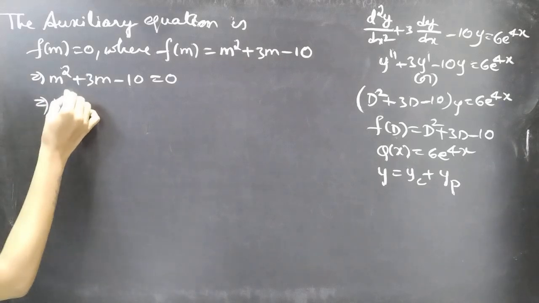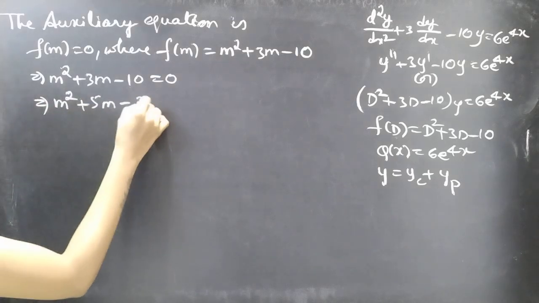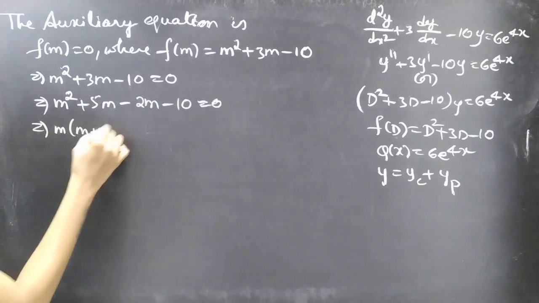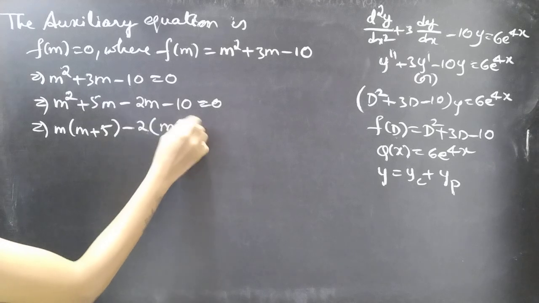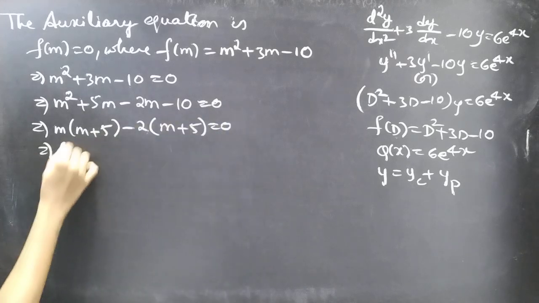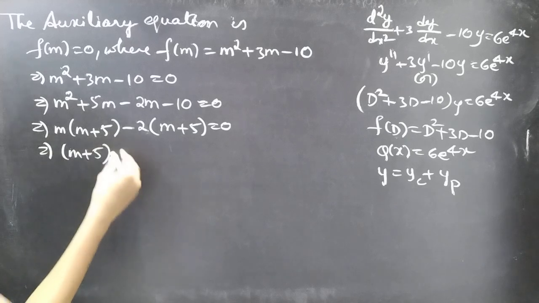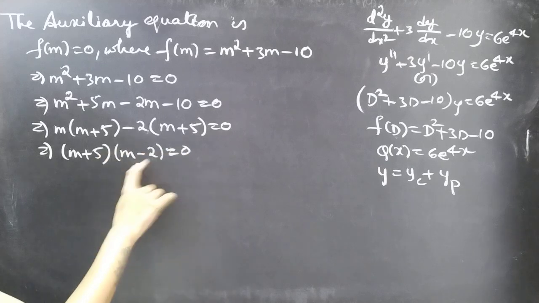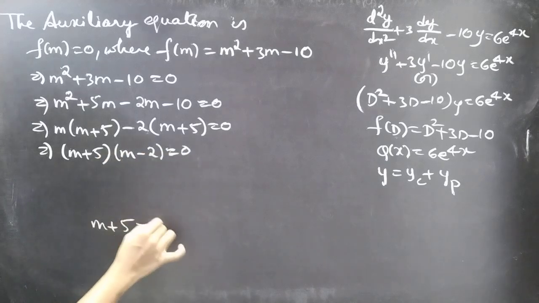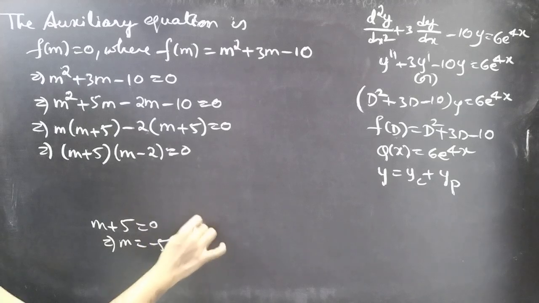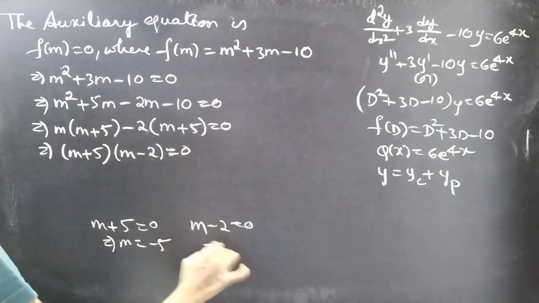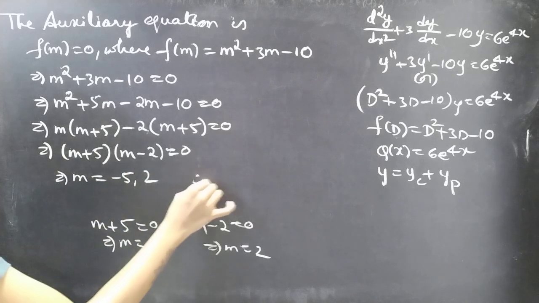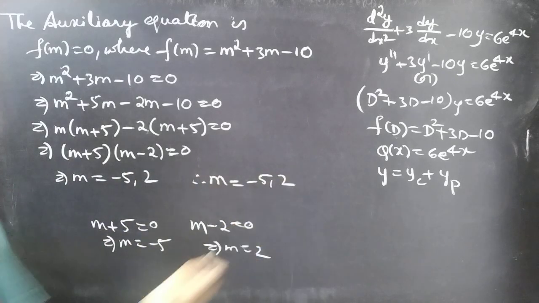So we'll split this 3m as plus 5m minus 2m. Take m common from the first two terms and minus 2 common from the next two terms. Now take m plus 5 common from these two terms. We'll get m plus 5 into m minus 2 equal to 0. Now we equate each factor to 0. When m plus 5 equal to 0, m equal to minus 5. When m minus 2 equal to 0, m equal to 2. Therefore the roots are m equal to minus 5 and 2. The roots are real and distinct.